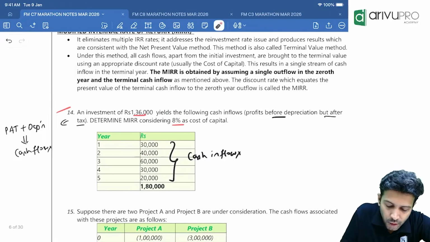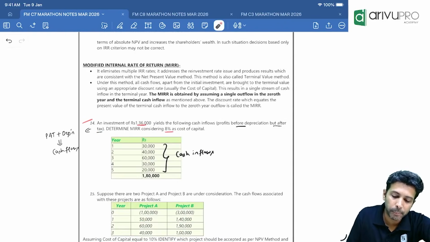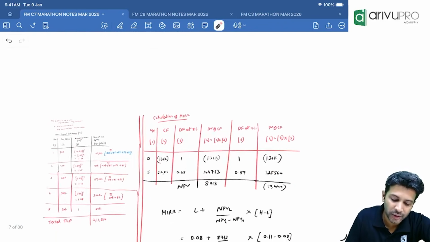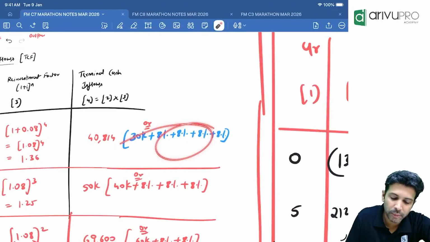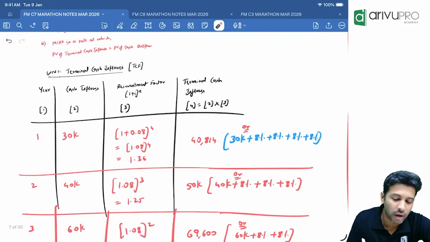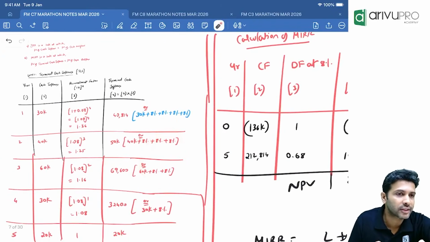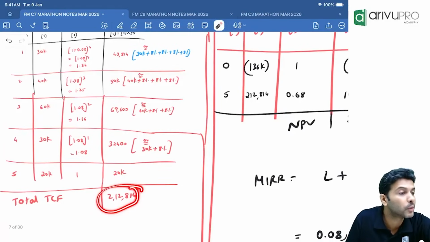What is the terminal cash flow for 30,000? 30,000 plus 8%. How many times will you add? 4 times you will add. How much are you going to get? 40,800. Everyone got the same number. Like this, each amount you go on reinvesting and you will get the total terminal cash flow.